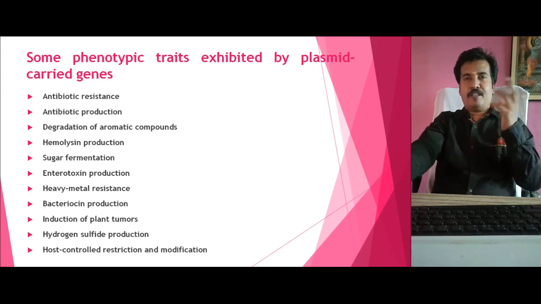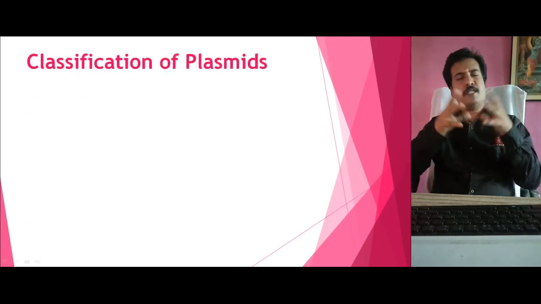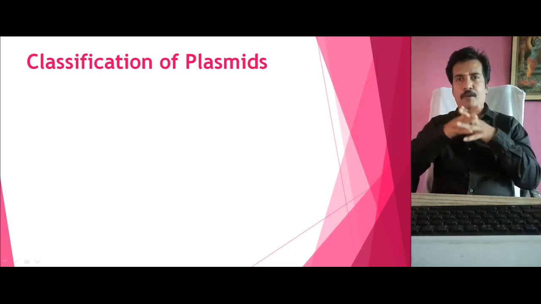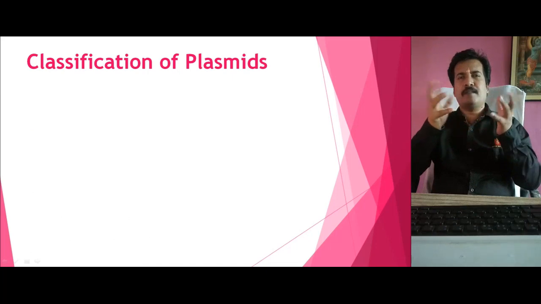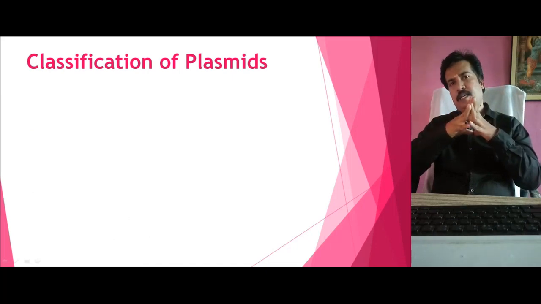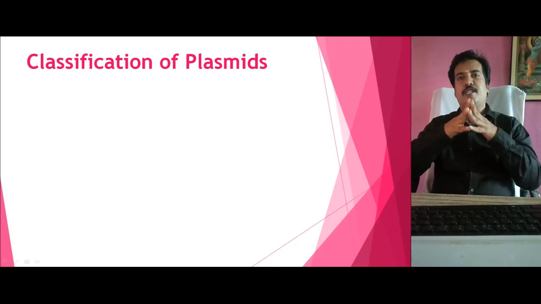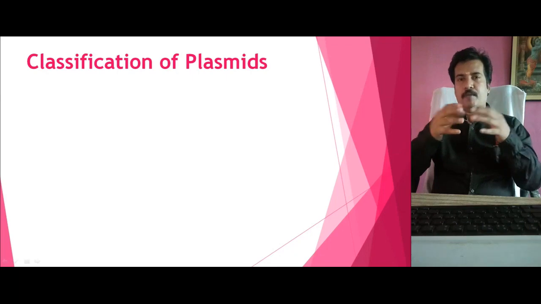And finally, you can see that some plasmids also do host-controlled restriction and modification. So based on these characteristics and features, we have to classify these plasmids in some way. So how can we classify these plasmids? Plasmids can be classified into two types. One is based upon the number of copies, and the second depends upon whether it carries tra genes. So you can see the classification one by one.